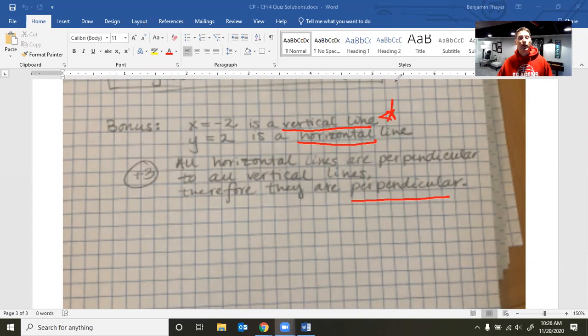Okay, so check over your work, make the necessary corrections in your notebook so you can learn for the next time you're tested on these topics at the end of chapter 4.